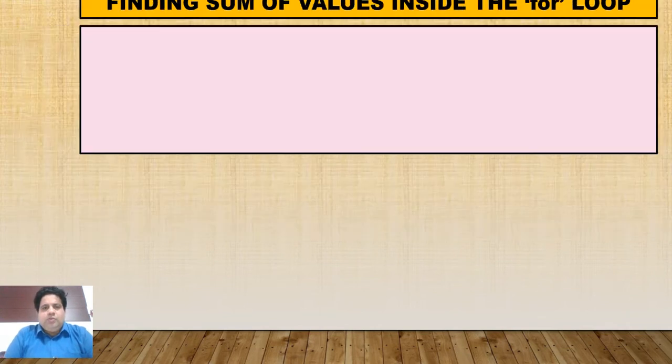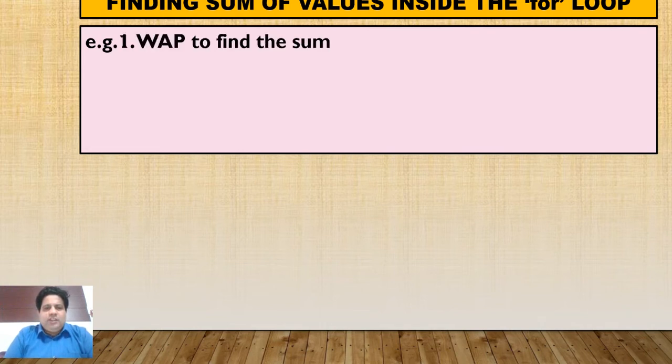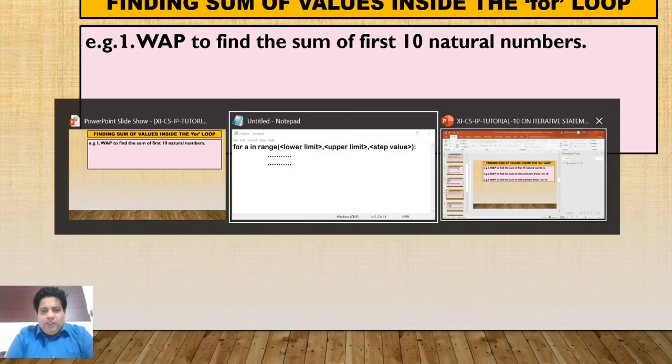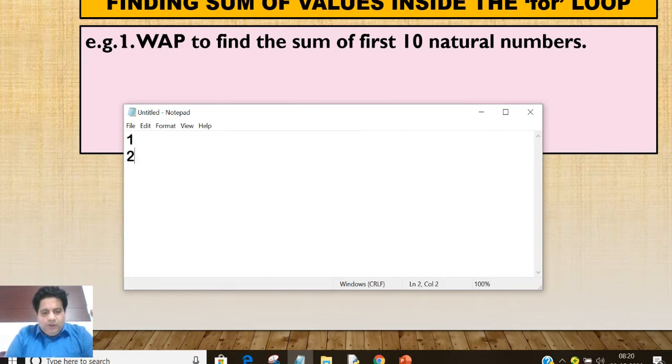Now the next important topic is, sometimes we have to find the sum of the values inside the for loop. Means we are writing a for loop, and inside that loop we have to find the sum of values. How will you find the sum of values? See, example 1. Suppose I ask you to write a program to find the sum of the first 10 natural numbers. Now see, here I am not asking you to print the first 10 natural numbers. I am asking you to print the sum of 1, 2, 3, 4, 5, 6, 7, 8, 9 and 10.